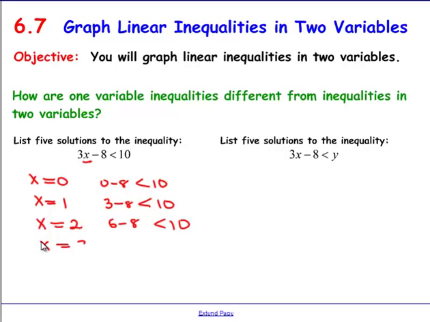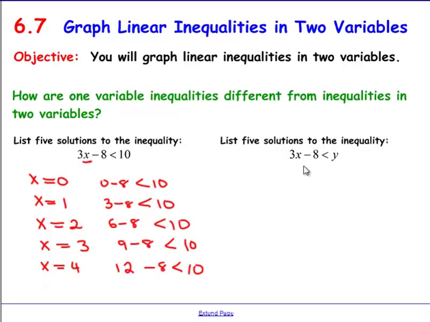So with x equals 3, and also x equals 4. As long as it makes the inequality true, it's going to be a solution. And these are just 5 answers that I came up with. It's possible that you come up with 5 different answers.